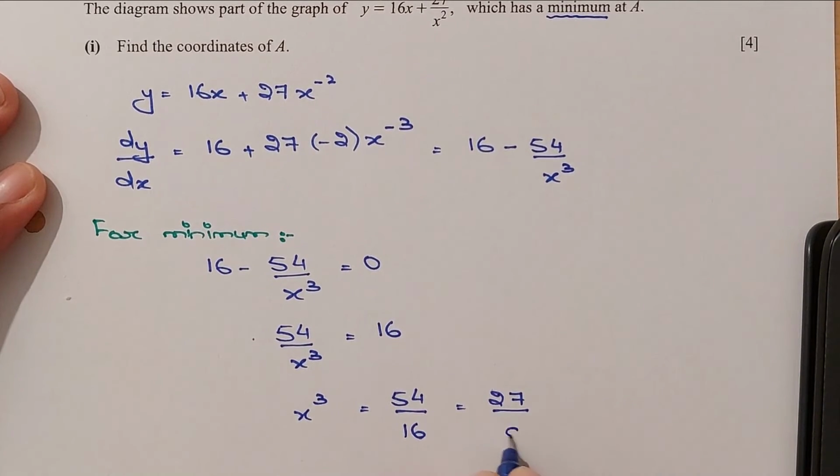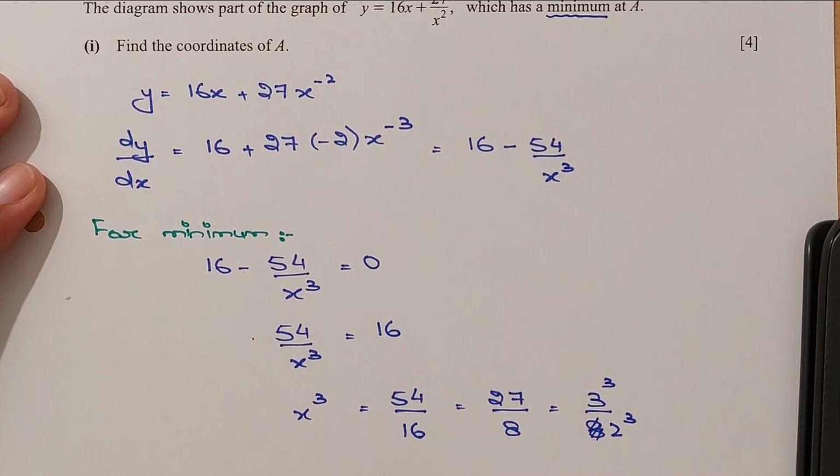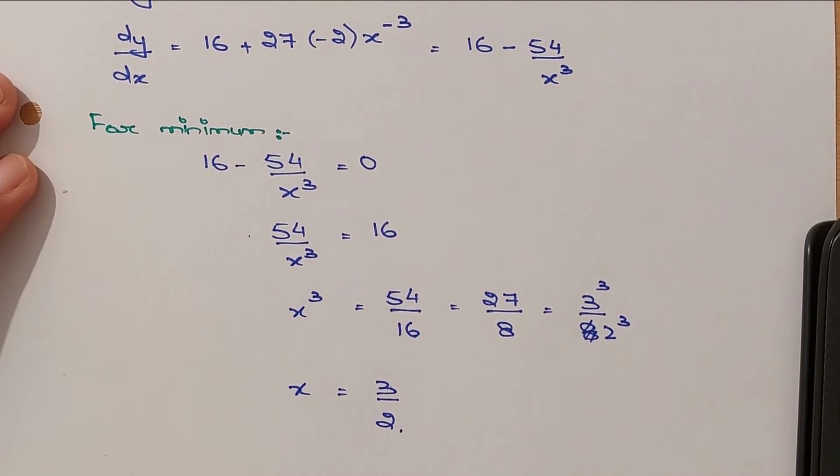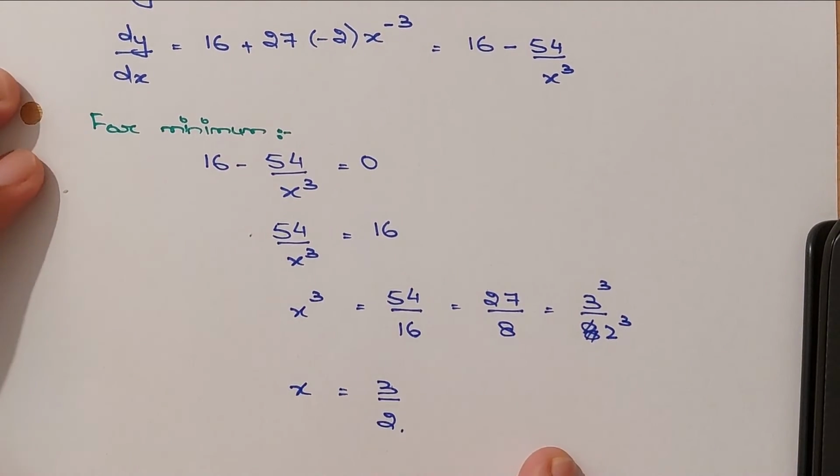27 divided by 8. 27 is the cube of 3 and 8 is the cube of 2. To get the value of x, we have to take the cube root on both sides. So this is equal to 3 by 2. So x is 3 by 2. Now substitute this value into the curve to get the y value.